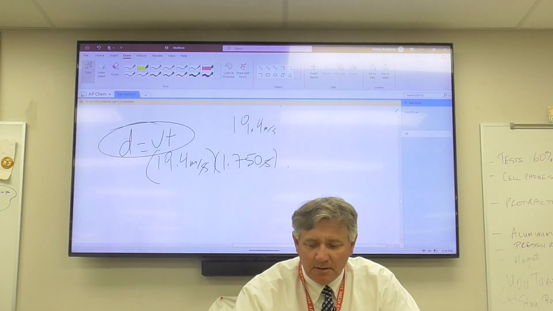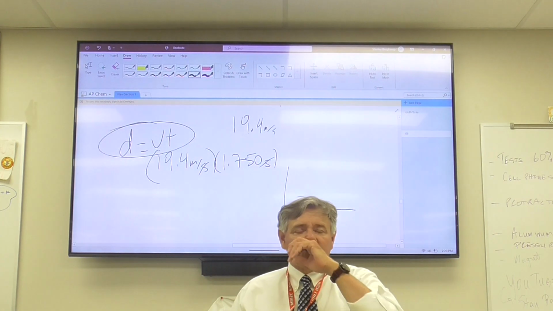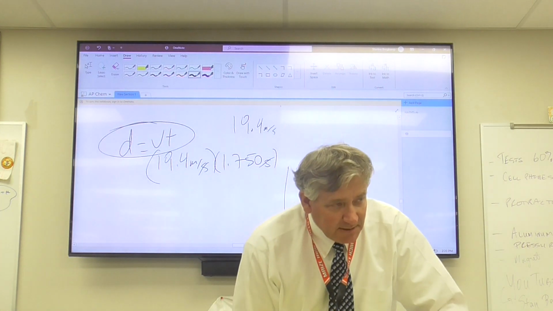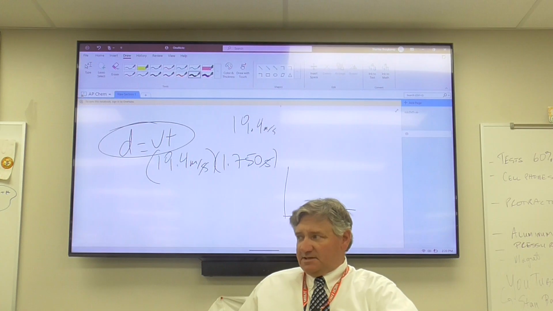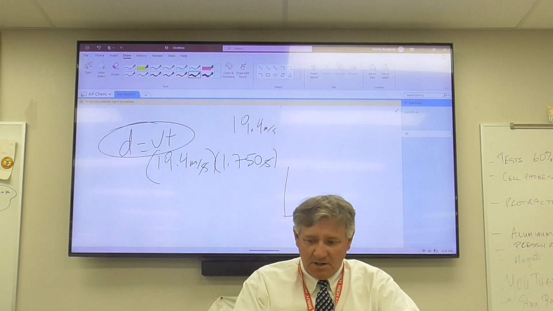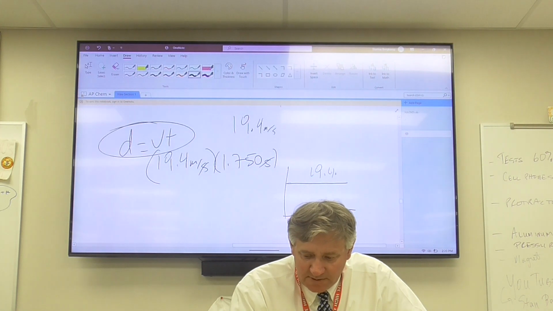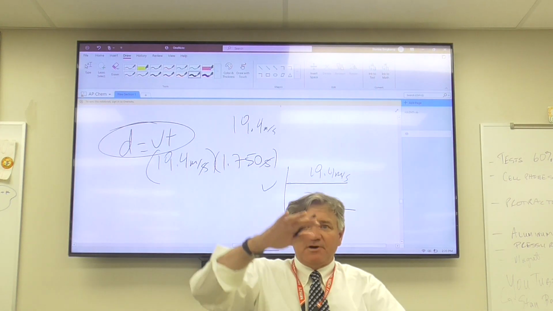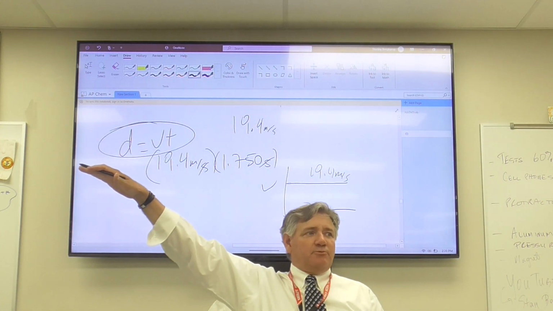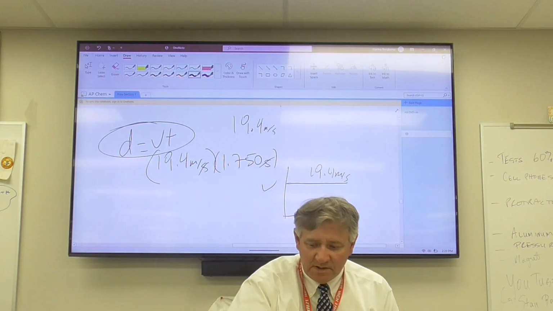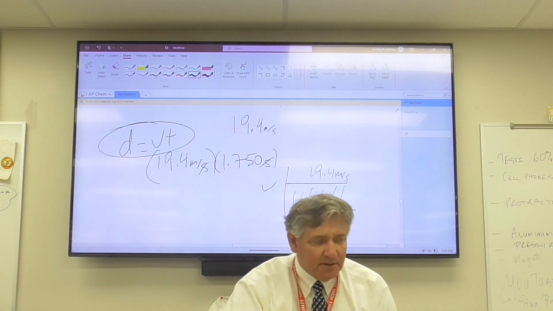Certainly. You're going, this doesn't look anything like a rectangle. Sure it does. How would you represent her traveling at a constant velocity of 19.4 meters per second on a velocity time graph? Horizontal line at 19.4 meters per second. On a velocity time graph, that would be a horizontal line at 19.4 meters per second. What's the base of that rectangle going to be?